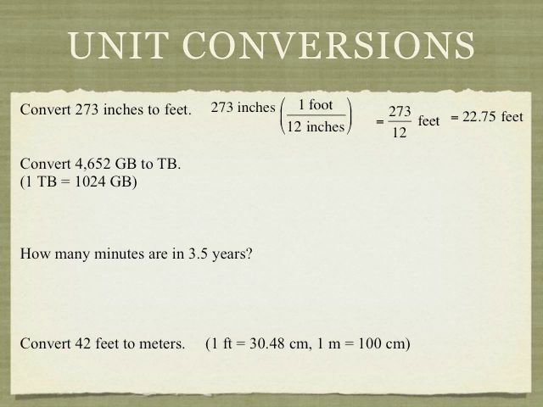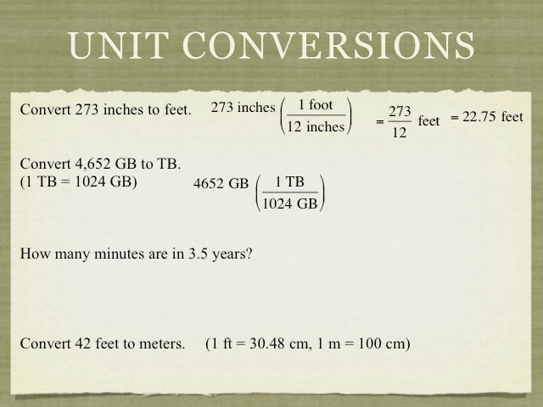Now let's say that we want to convert that many gigabytes to terabytes. Now most people will just say that 1 terabyte is 1,000 gigabytes. I understand, but I wanted to make it a little more complicated so we could see what's going on, because a terabyte technically is 1,024 gigabytes. So let's say that we have 4,652 gigabytes. Now I just told you that 1 terabyte is the same as 1,024 gigabytes.